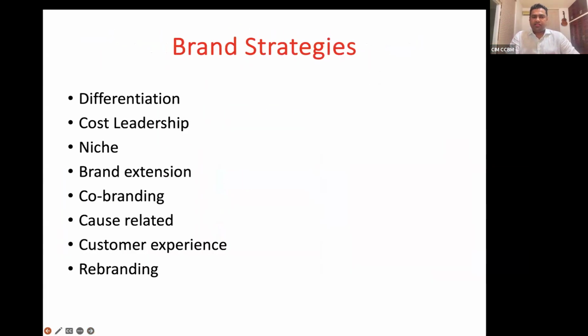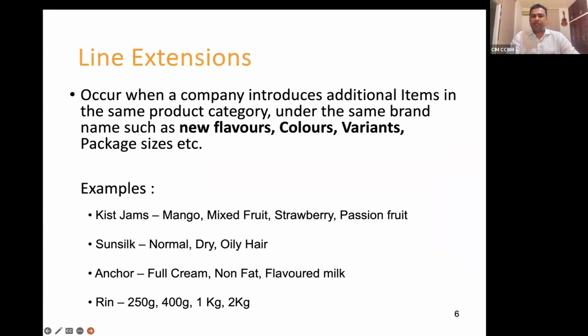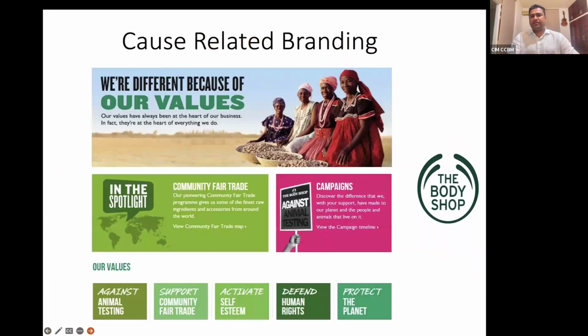Then next strategic option is cause-related branding, customer experience branding, and rebranding. So all these are very simple examples I'm giving you. Body Shop is a good cause-related branding example. If you look at their values, right at the bottom, against animal testing, they support community fair trade, activate self-esteem, defend human rights, protect the planet. Those are their five core values.